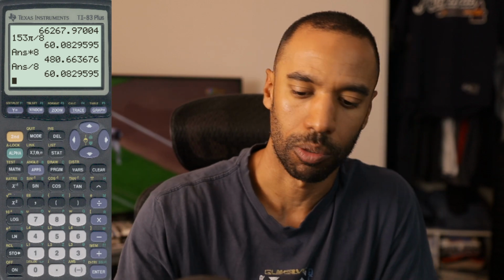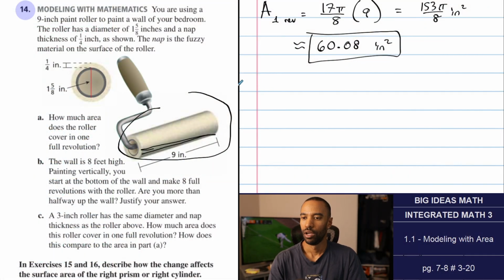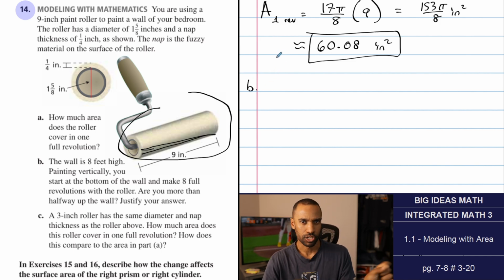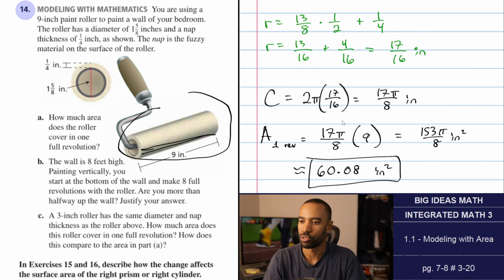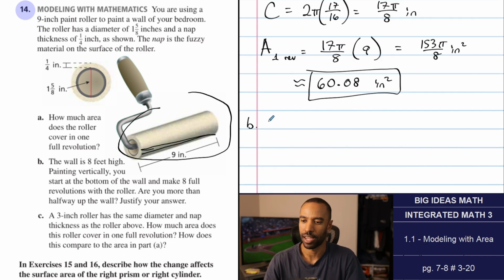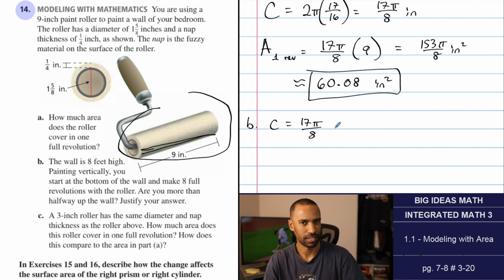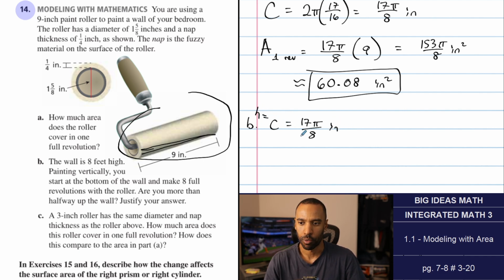So let's go back. So part B, the revolutions, it doesn't matter about the width, right? The 9 inches has nothing to do with how far up the wall you go. It's just about how much coverage you have. So let's go to the circumference value, 17 pi over 8. Circumference is 17 pi over 8. That, for me, is height, right? So for one full revolution.